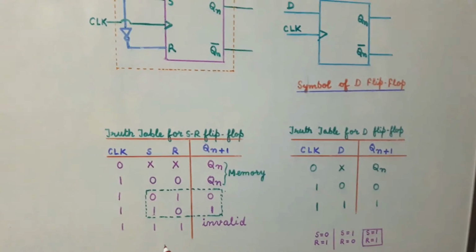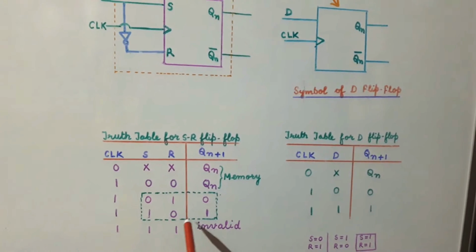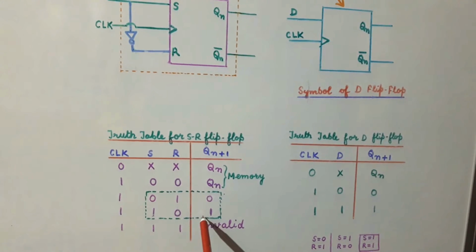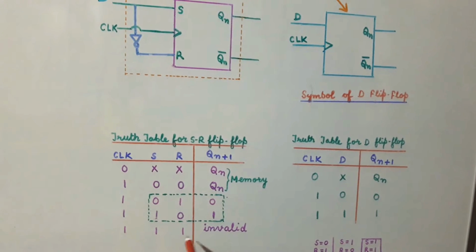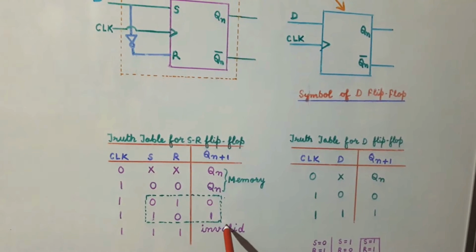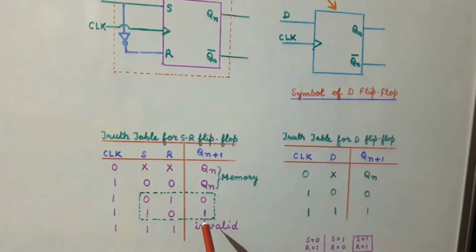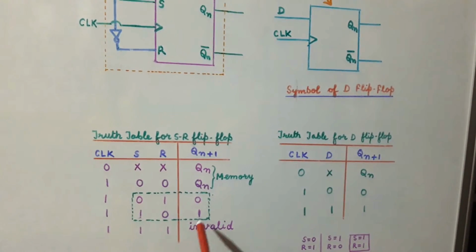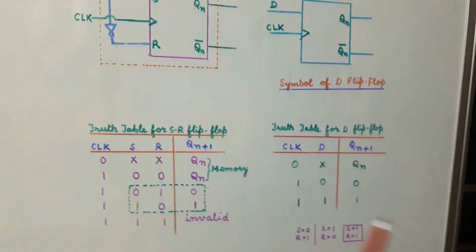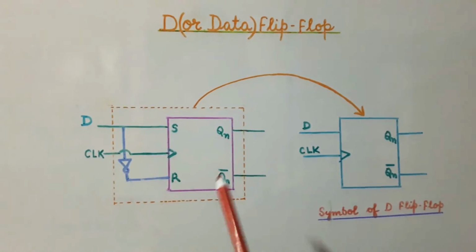Now, we also see from this truth table that when the value of S is 1 and R is 1, then this is an invalid case. So, we are not going to use this case. If we want to store our data, then in that case we can do so by using a D flip-flop, which is shown in this figure.